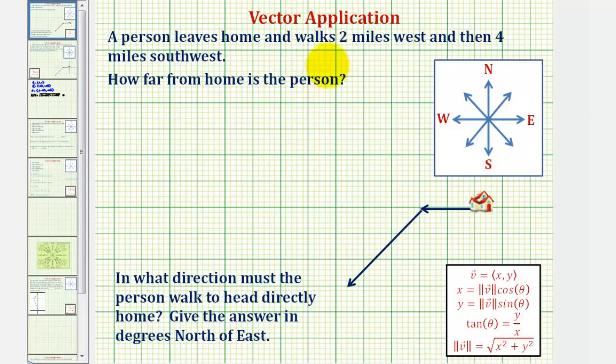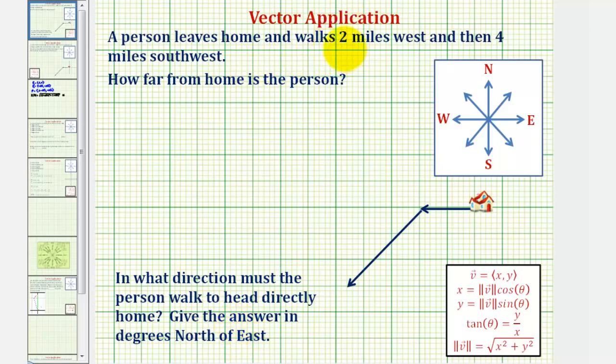A person leaves home and walks 2 miles west and then 4 miles southwest. How far from home is the person? And also, in what direction must the person walk to head directly home? We want to give the answer in degrees north of east. So we'll model this using vectors.